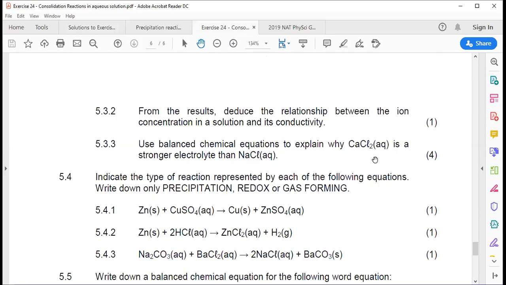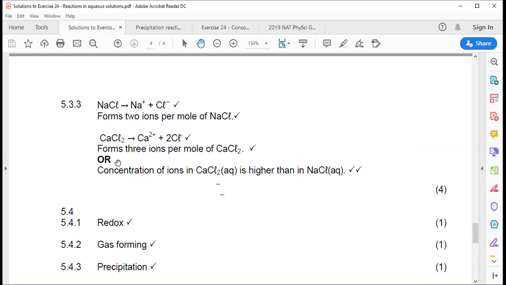So it says use balanced equation to explain why. You can just explain that calcium chloride forms 3 ions per mole as compared to sodium chloride that forms only 2 ions per mole. As a result, your calcium chloride will have more ions in solution as compared to sodium chloride.